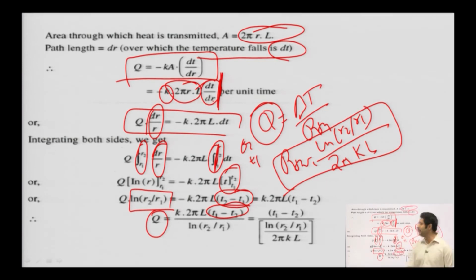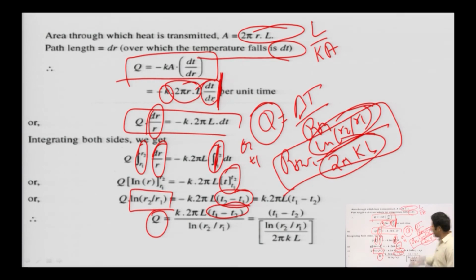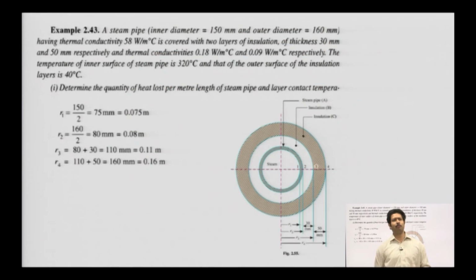From now onwards, this is what you need to remember. Till now what you have seen is L by Ka, because we have been solving numericals of slabs, of rectangular elements. But from here onwards we will be solving numericals of cylinders and composite cylinders, which will have the resistance of ln r2 by r1 by 2 pi kL. It's a simple derivation, just integrating on both sides and getting the answer.